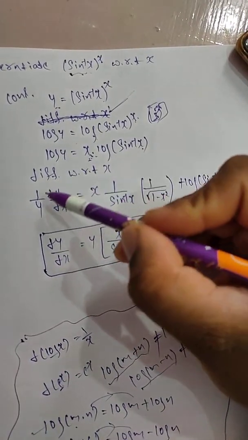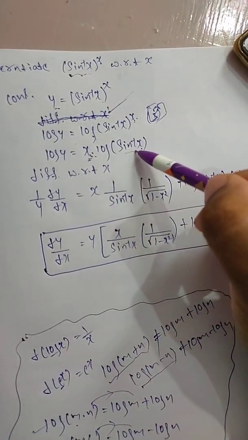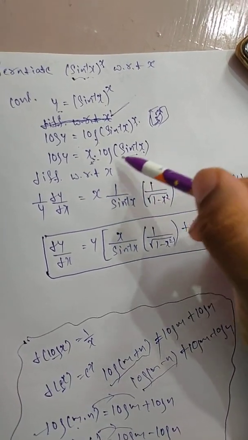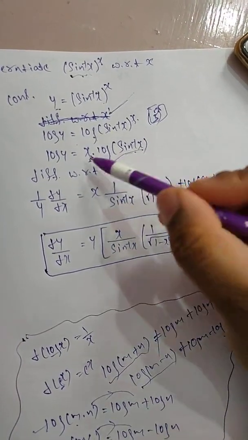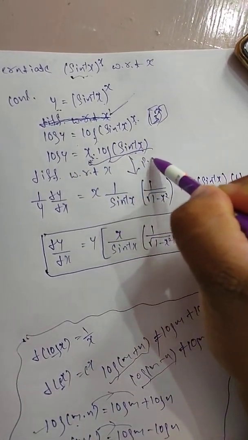The differentiation of log y is 1 by y into dy by dx. Keep x as it is. The differentiation of log sin inverse x is 1 by sin inverse x into 1 by root of 1 minus x square. Now keep log sin inverse x as it is. The differentiation of x is 1. Here we have applied the product rule.